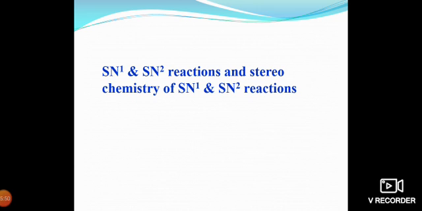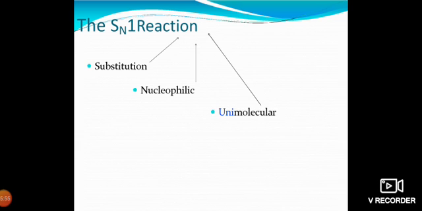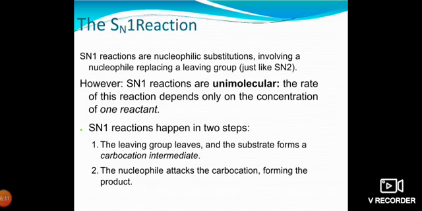Next, SN1 and SN2 reactions and stereochemistry of SN1 and SN2 reactions. SN1 means unimolecular nucleophilic substitution reaction. S means substitution, N means nucleophilic, 1 means unimolecular. SN1 reactions are nucleophilic substitutions involving a nucleophile replacing a leaving group.